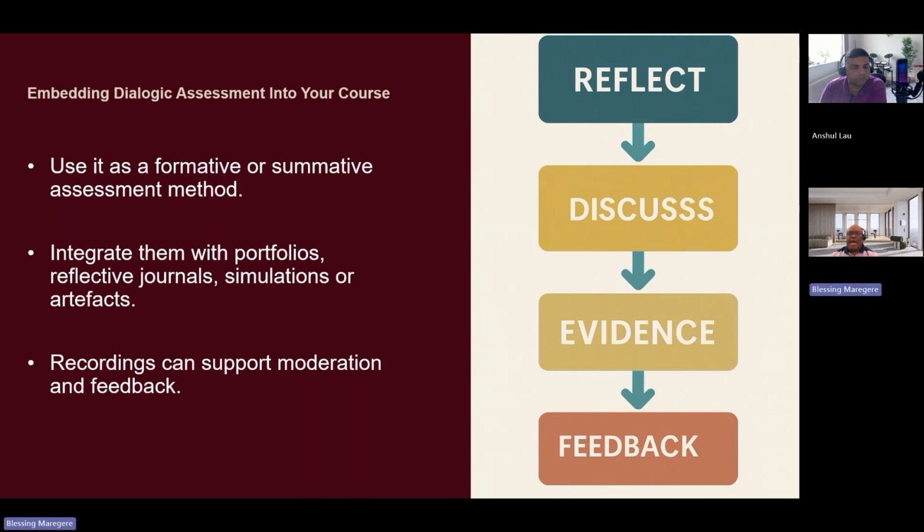By using this model, it promotes accountability, so the learner takes ownership of their learning, and it offers a rich feedback loop for tutors and their learners as well. The key thing is giving them the opportunity to reflect, and to discuss evidence and feedback as part of that.